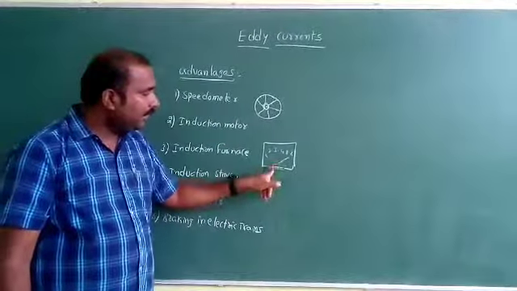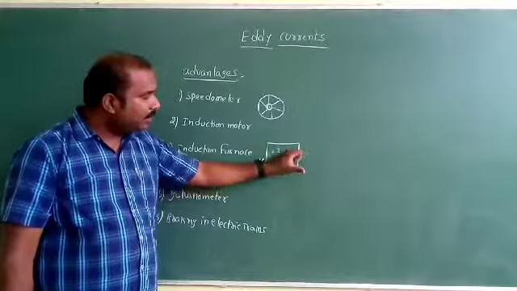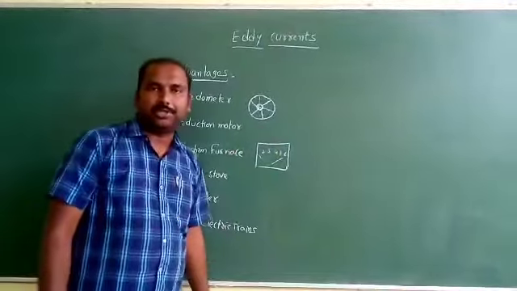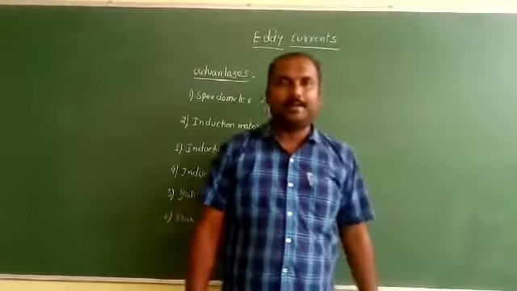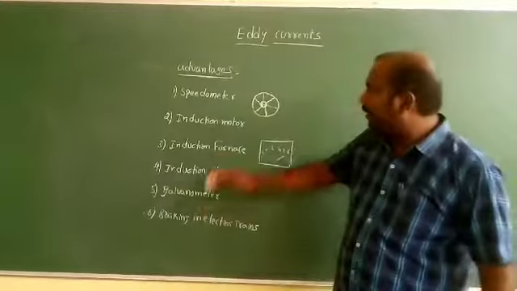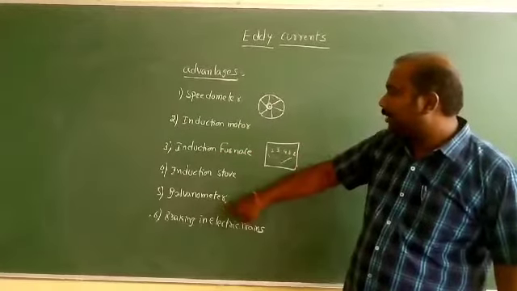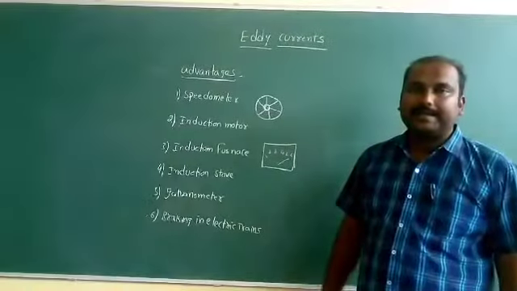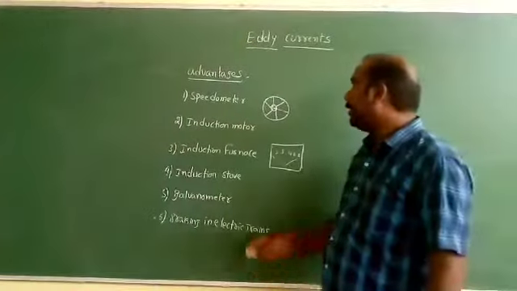Why? Because once the current is stopped, eddy currents are produced, and the eddy currents pull the needle back to its original position. So in the dead weight galvanometer also we are using eddy currents. Like this, a variety of applications are there for eddy currents in day-to-day life. Once again, you see the speedometer, induction motor, induction furnace, induction stove, galvanometer, electric braking in trains. In all these, you will find a lot of applications in day-to-day life.